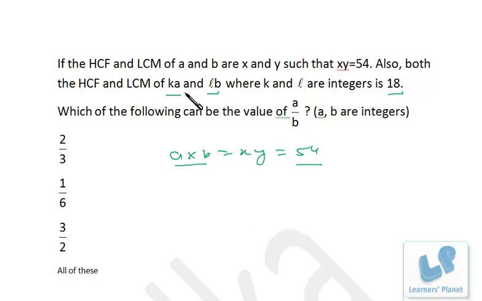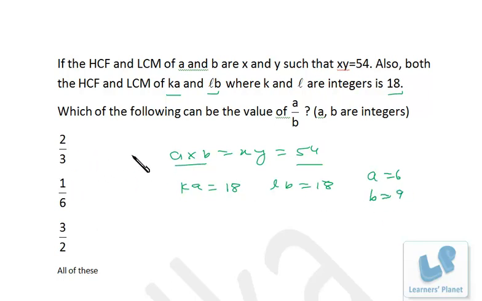Now we have other two numbers, KA and LB. Their HCF and LCM are the same, that is 18. That means both the numbers should be the same, that's 18. KA is 18 and LB is also 18. Now since K and A are both integers, and the product of them is 18, maybe 3 and 6, or 1 and 18, or 2 and 9 also. So suppose K is 3, then A must be 6. If A is 6, then A into B is 54, which means B must be 9, right? Similarly, B can be 9, A can be 6.